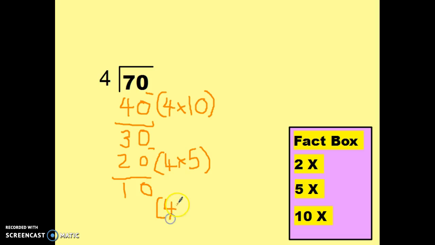4 times 2 equals 8. Subtract. 0 take away 8 I can't do. Cross out the 1. Carry it over. 10 take away 8 is 2. 0 take away 0 is 0.